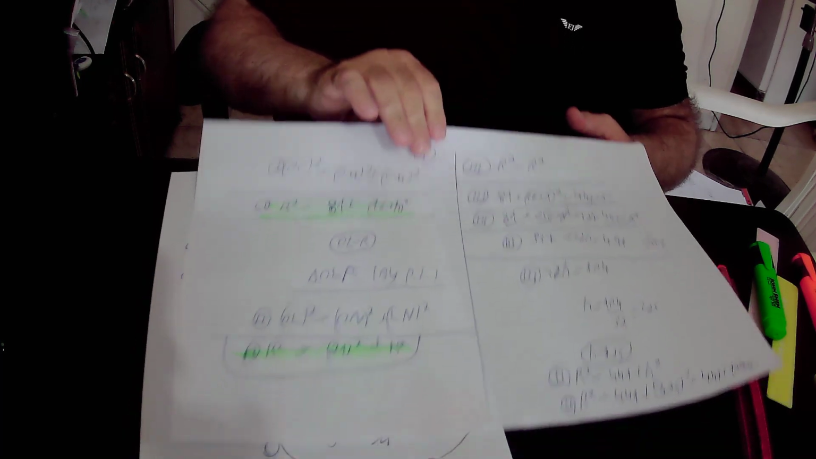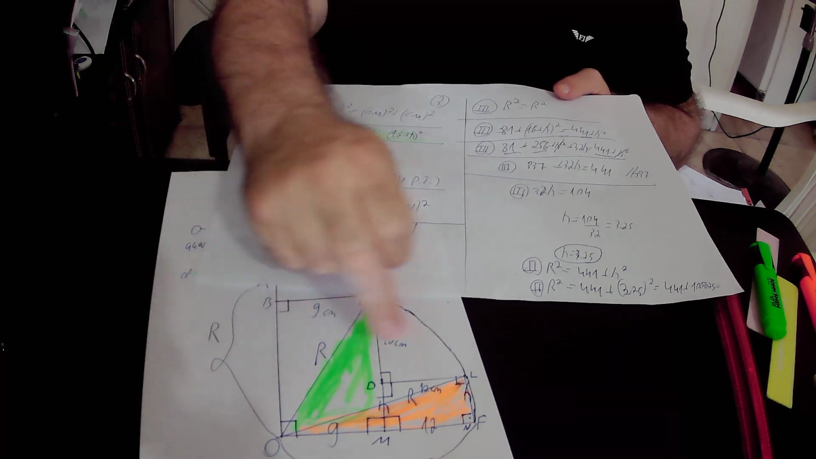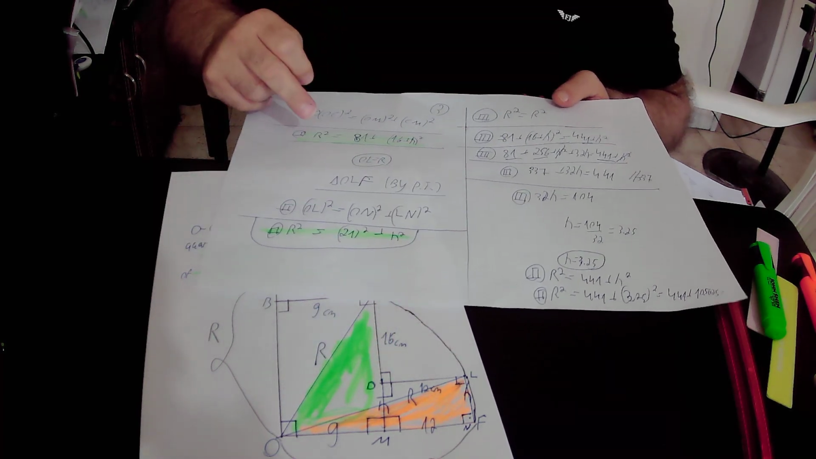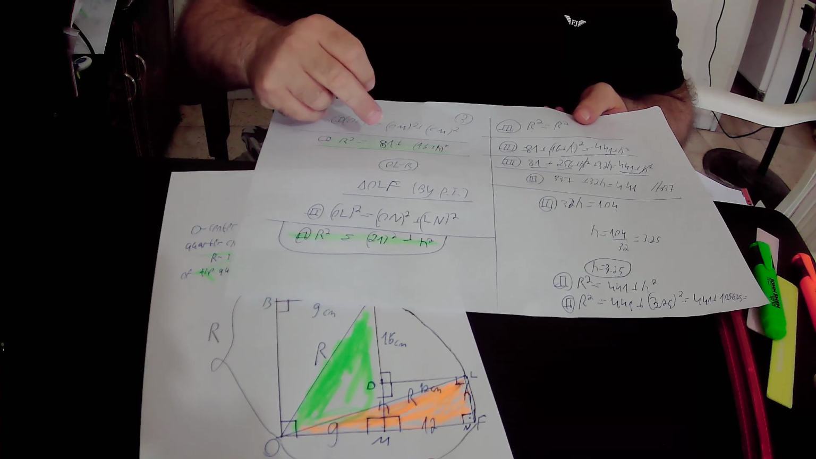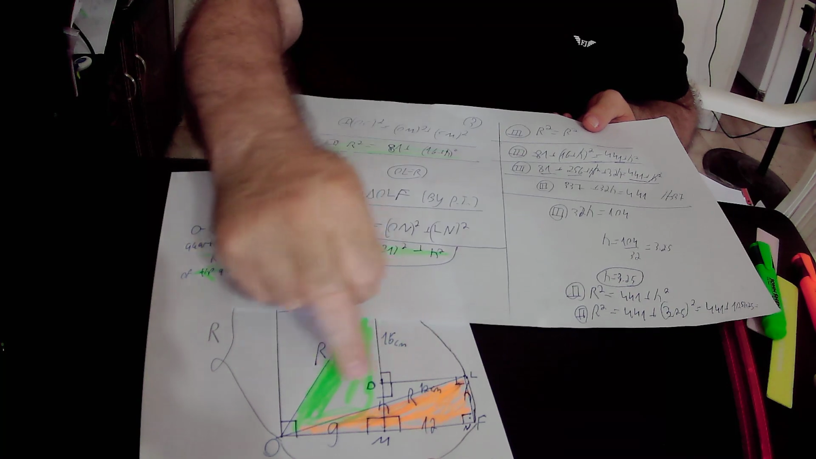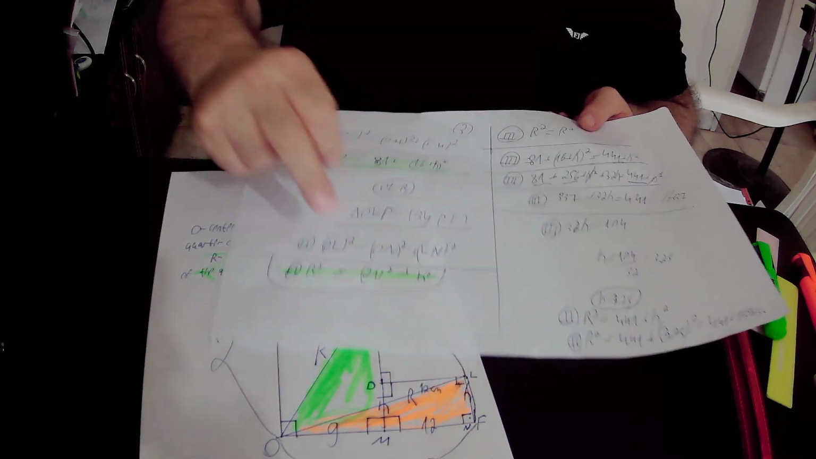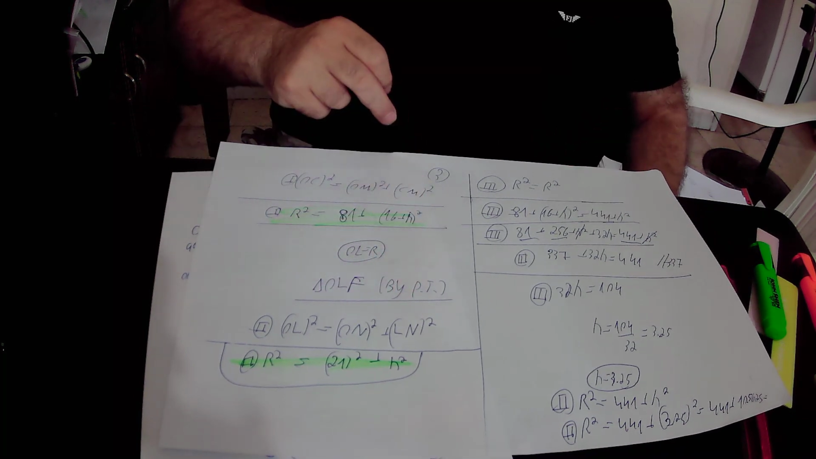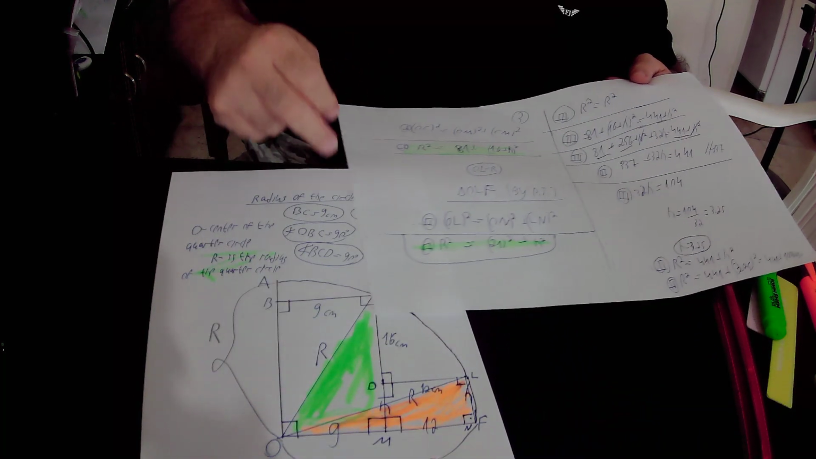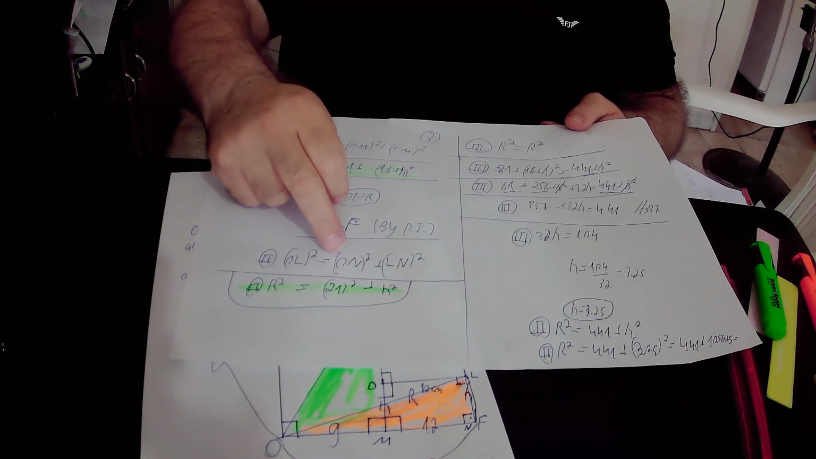Then we implemented the Pythagoras theorem on the orange right triangle, triangle LON. According to the Pythagoras theorem, the square of the hypotenuse equals the sum of the squares of the perpendiculars, that is to say, LO square equals ON square plus LN square. LO equals capital R. Therefore, R square is equal to ON square plus LN square.